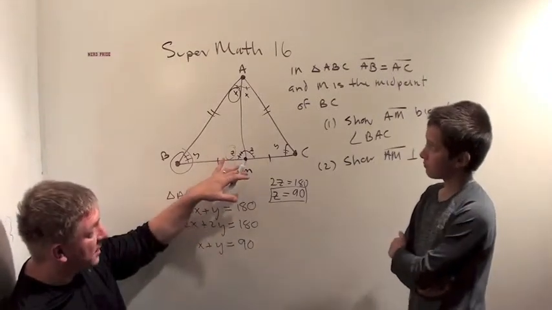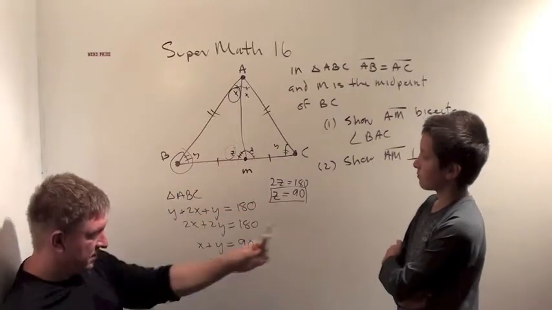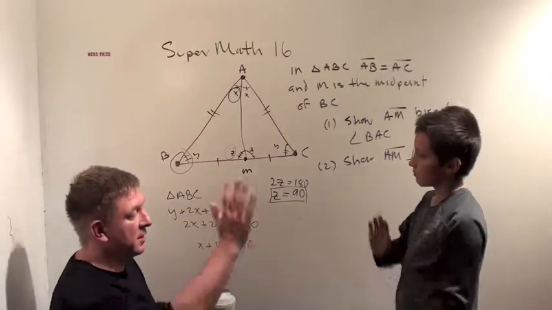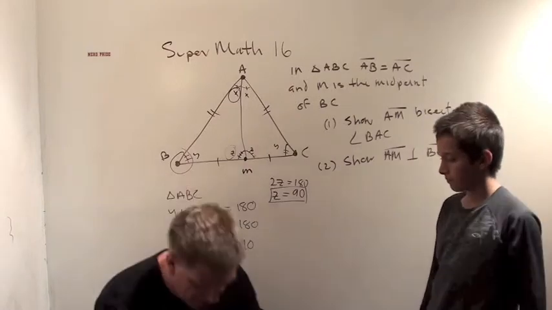So there's a different idea of why Z equals 90. Okay, very good. Good job. Does that make sense? Yep. Alright, good job.